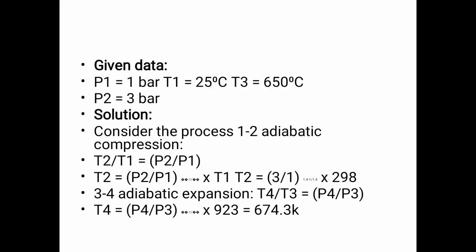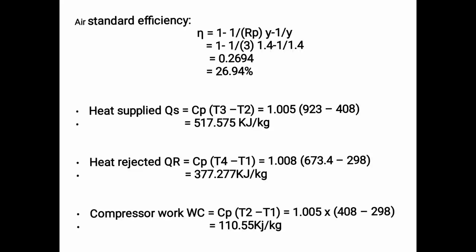Then 3 to 4 adiabatic process. So T4 by T3 equal to P4 by P3 the whole raised to gamma minus 1 by gamma. We know all the values, substitute T3, P4, P3 and gamma values in the equation, we get T4 equal to 674.3 Kelvin. This is the T4 temperature they are asking in the question. Then the air standard efficiency, eta equal to 1 minus (1 by Rp) the whole raised to gamma minus 1 by gamma. We know the Rp value and gamma value. Substitute all the values in the efficiency equation, we get the value of efficiency.